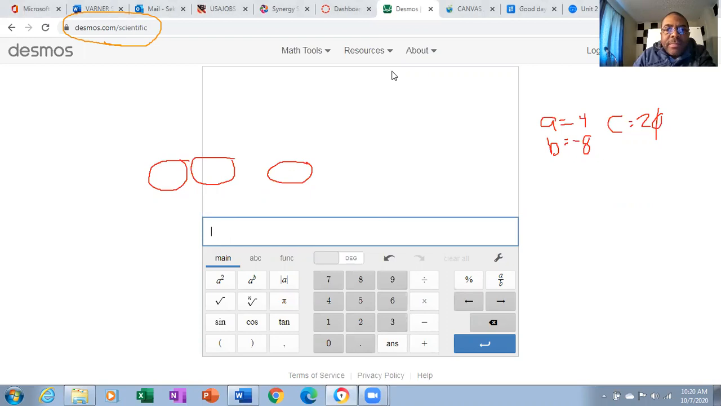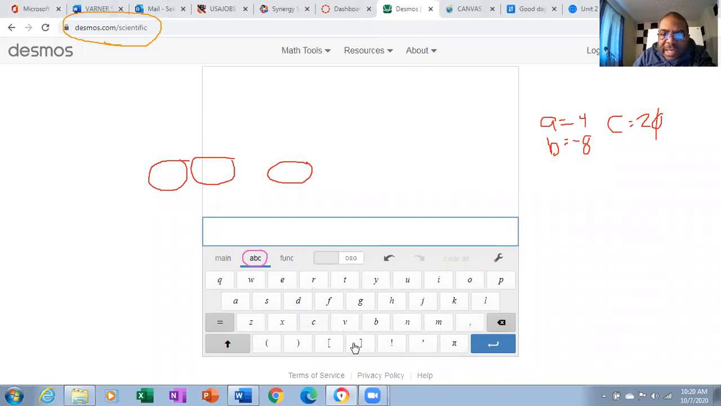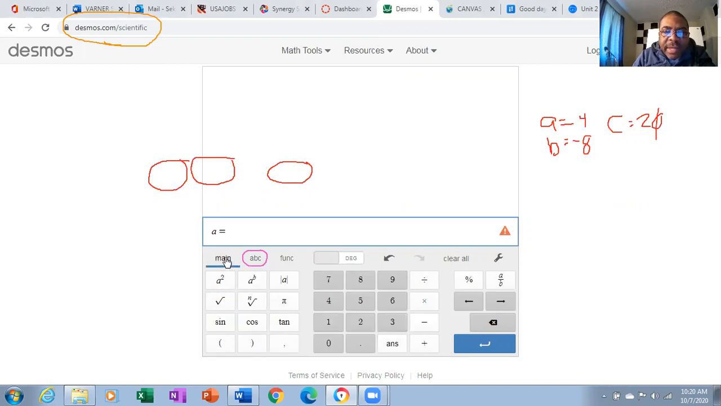Clear all. And then we're going to go to the ABC buttons, because once we hit the ABC button, you'll see the letters like a regular typewriter populate. And so A equals, I'm going to click back to main, A equals 4. Hit the equal sign right here. Now the Desmos calculator knows that A equals 4.